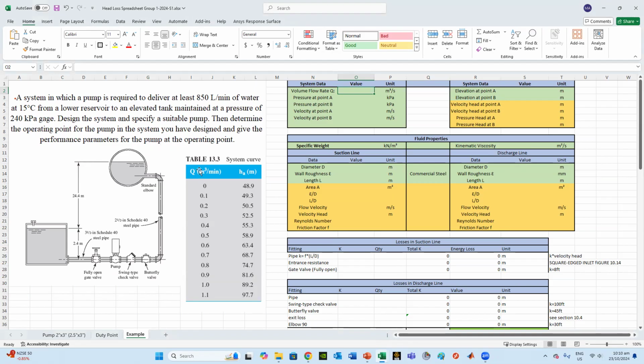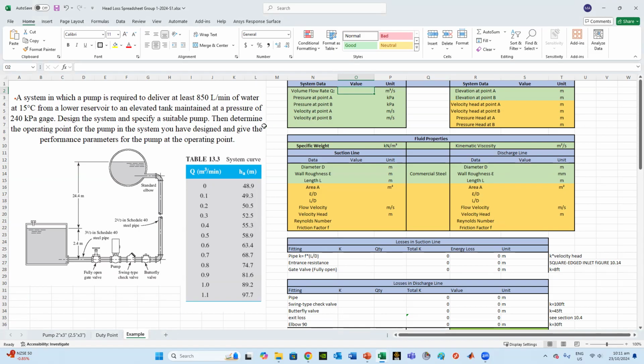Very good question. It is giving you the Q in meters cubic per minute, which we need to convert to meters cubic per second. And then that's the HA calculated. And 0 when the pump is not operating, there is no volume flow rate. So that's the HA, which we're trying to go through.